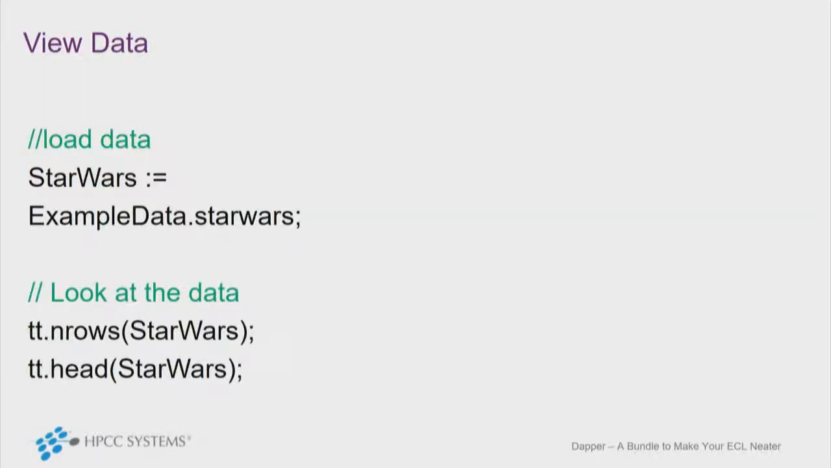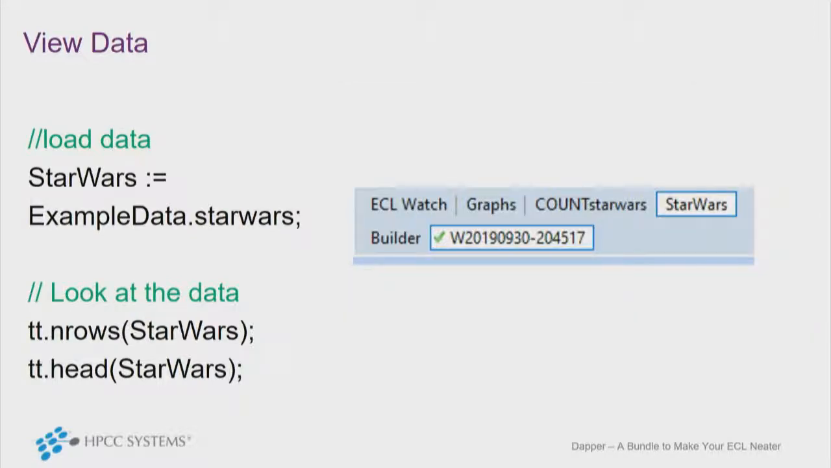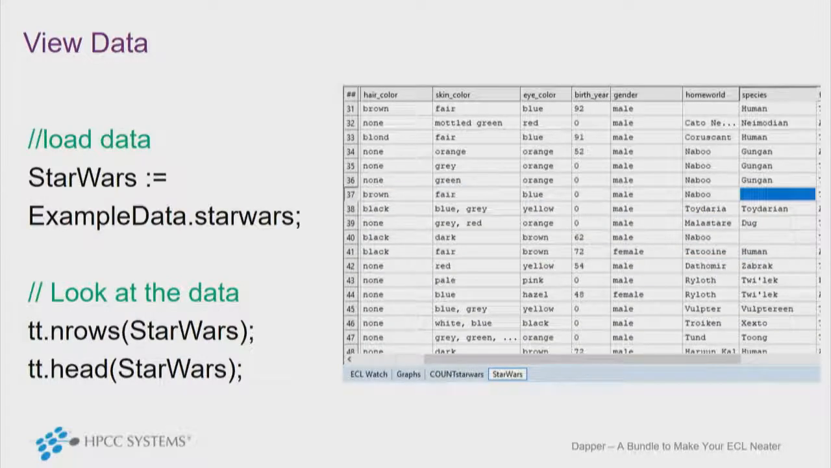And let's have a look at some data. So we'll load our Star Wars data set. We're going to get a row count. I'm going to look at the head. There we go. And you'll note here, this is an output from ECL Watch. On the bottom, you can see we've actually got the outputs named.